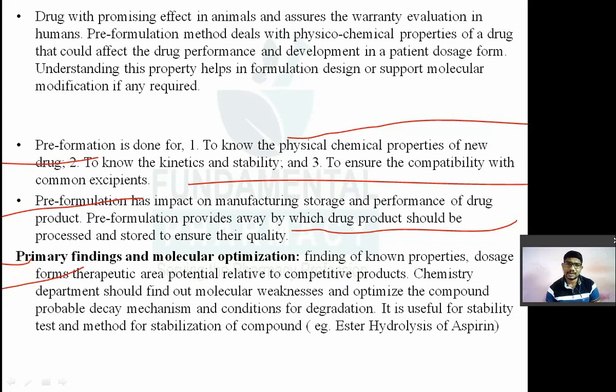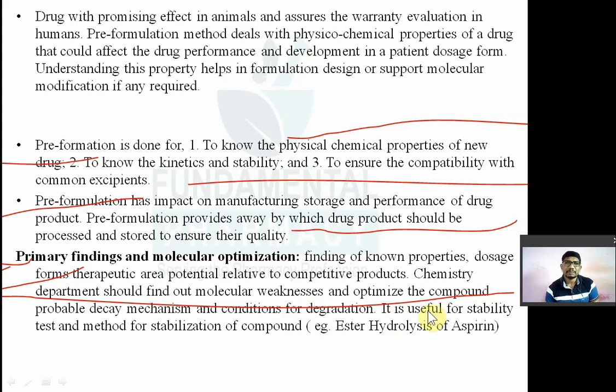So primary findings are molecular optimization. Primary findings, okay: finding of known properties, dosage form, therapeutic area, potential relative to the competitive product. So you have to find in the literature what is the available property, to know the known properties, different dosage forms of that particular drug, therapeutic area, meaning what to use it in, and potential relative to the competitive product. Is there any competitor with the same drug? Okay, so the chemistry department should find out the molecular weakness of that molecule and optimize the compound.